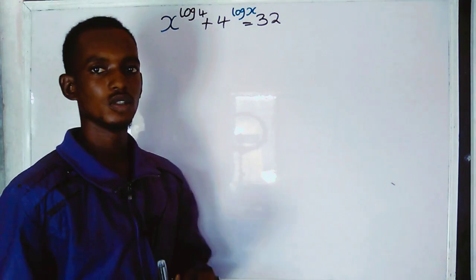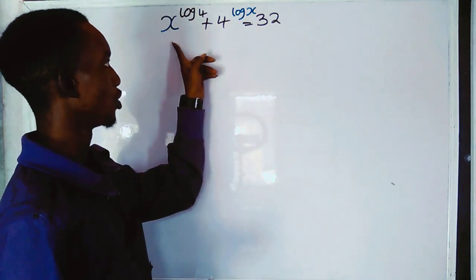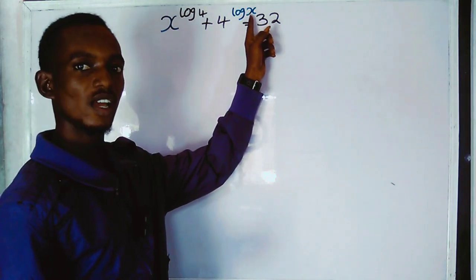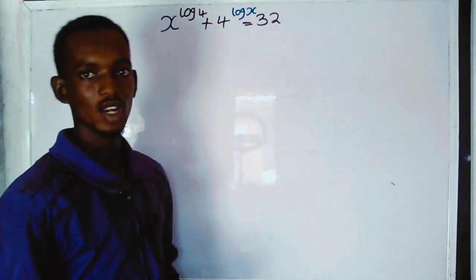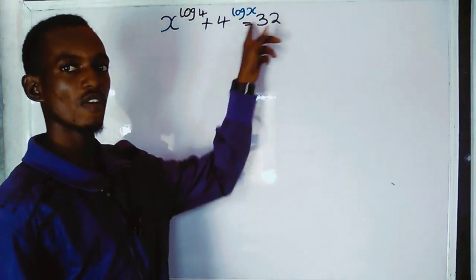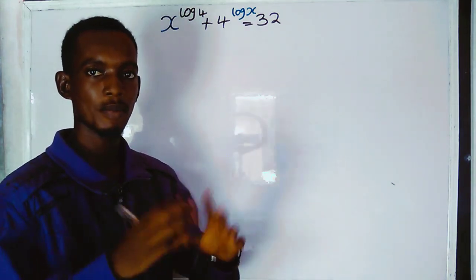Now, when we look at this question, first let's identify the forms of the variable x. The x here is not a power and doesn't have any log. Compared to this, the x here is a power and it also has a logarithm. So what we're going to do is try to transform these two forms of the variable x and make them equivalent.